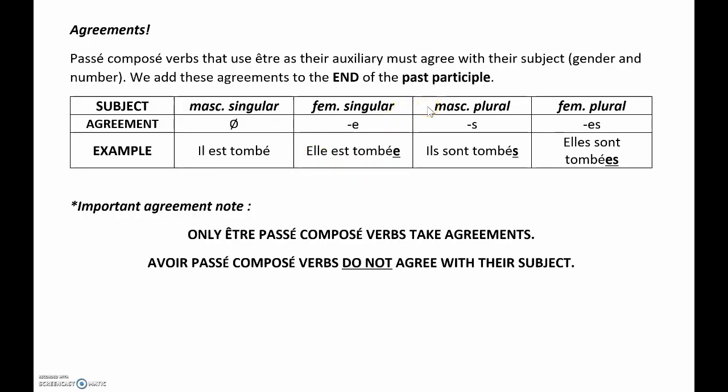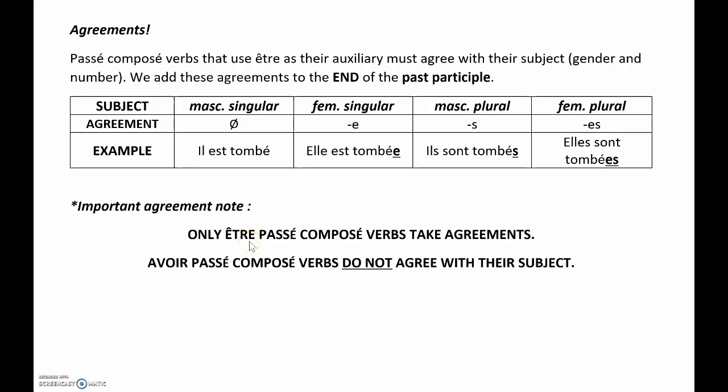If I'm talking about a masculine plural subject, so multiple dudes or multiple masculine objects, I would add a single S to the end of the past participle. Ils sont tombés with an S on the end. And then finally here, feminine plural, a group of girls or a group of feminine objects, I would add ES. Elles sont tombées with that ES on the end. So again, we've dealt with these adjective agreements before when talking about adjectives, but this is new, adding them onto the ends of our verbs. So just remember that you need to add these agreements only to passé composé verbs that take être.